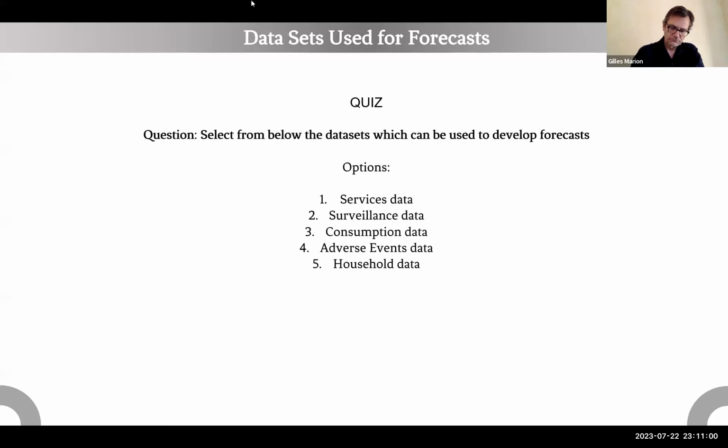Yes, there is also in one of the exercises, I'm not sure we're doing it online today, we're also using demographic data. I don't have access to the slide, Sanjay. Okay, there you go.